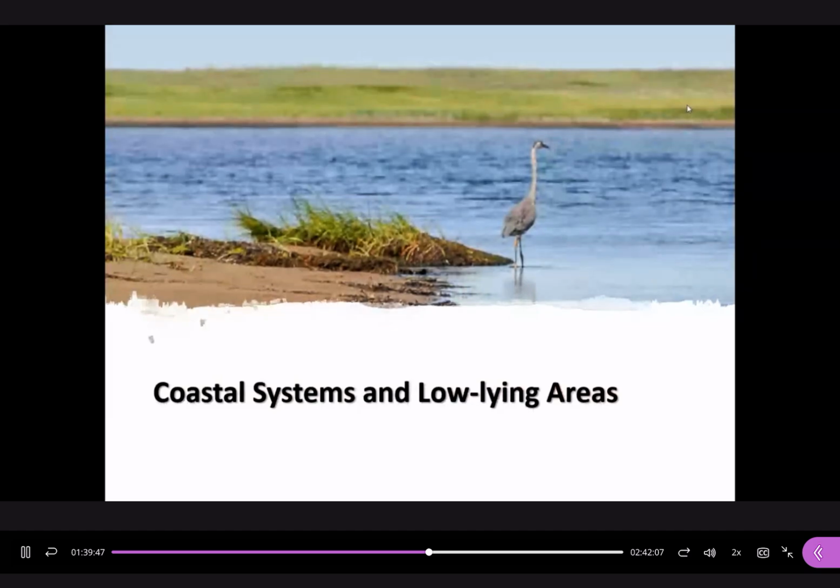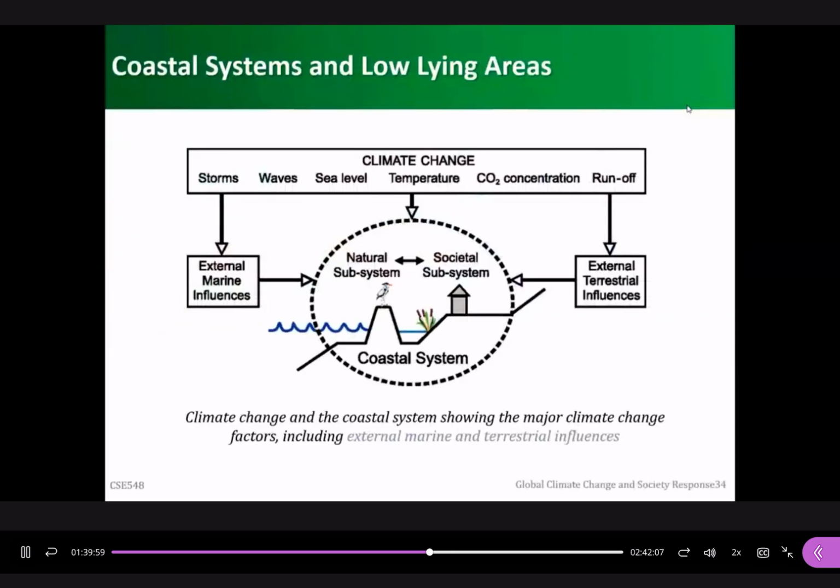This part is about the coastal systems and the low-lying areas. We put it as a separate part because it is affected by two regions. The first one is the external marine system, because it is caused by tropical cyclones, high winds and storms, so the sea will have a continuous erosion effect on the coastal system. On the other side, this part is also affected by the terrestrial system, such as the effect from the rivers or runoff change of the rivers.